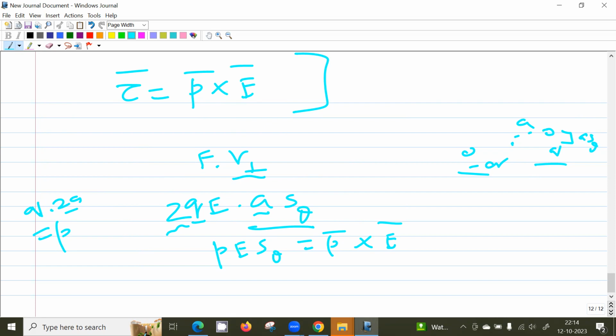And equipotential surfaces. What's an equipotential surface? Chapter number 2. First, you have to draw the field lines, right? A field line is a line or a curve which is tangent to all the electric fields.